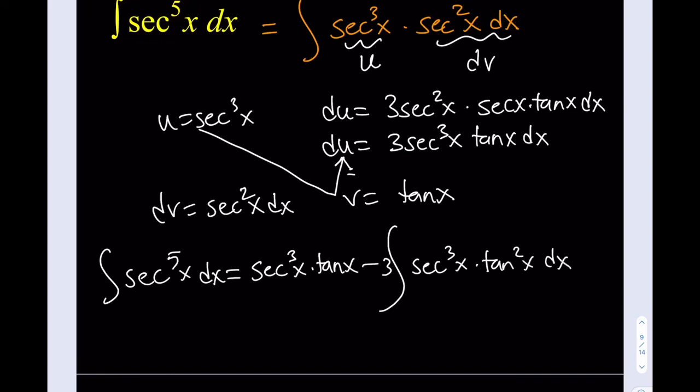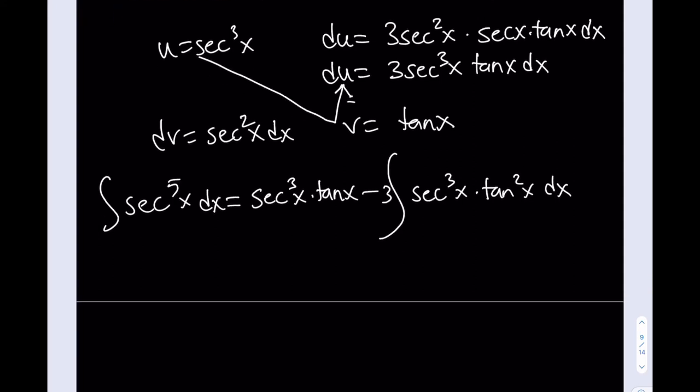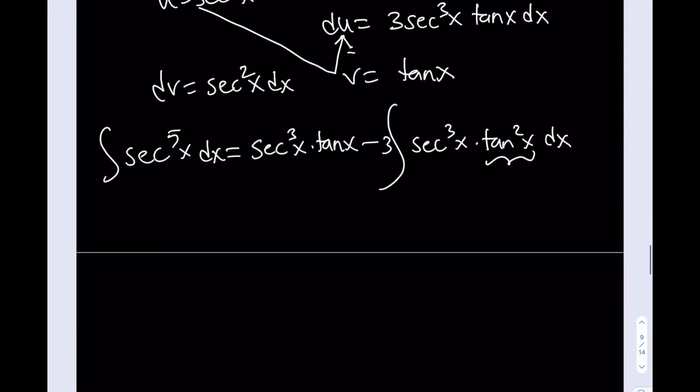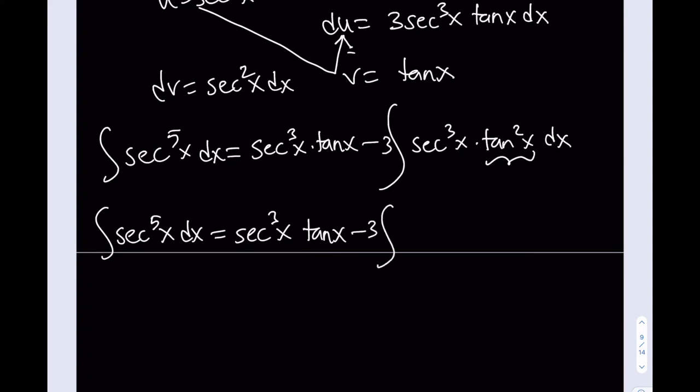Awesome. Well, maybe not very awesome, right? Because we still have a hard integral here. But guess what? We are going to do something. What is that thing? Turn this into secant. Beautiful. We're dealing with powers of secant, so we should turn everything into secant. So now my integral is going to look like what? The integral of secant to the fifth power of x dx is equal to secant cubed x tangent x minus 3 times the integral of what? Secant cubed x times secant squared x minus 1 dx.